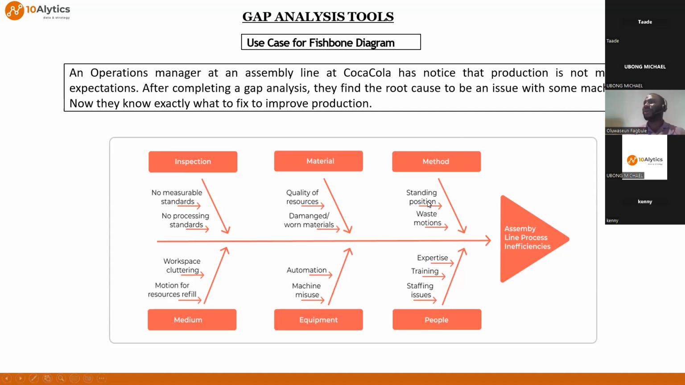You look at the method. Do the staff have to stand in a position for long hours? And that could lead to tiredness. And by the time they are tired, they will be slow in moving the assembly line and doing all of those things. You look at the material, right? The quality of the resources. Is it quality enough?